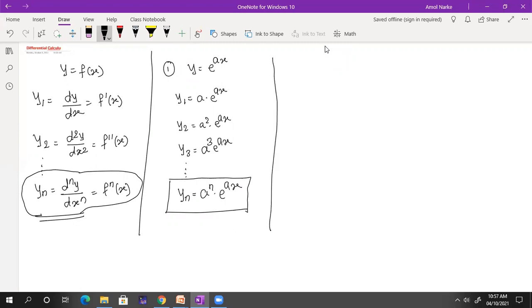Okay, now let's take the second one. Suppose y is equal to a raised to x, or you can take b also, no problem: a raised to bx. Tell me, what is the nth derivative of a raised to bx? Will the first derivative be a raised to bx into log of a?